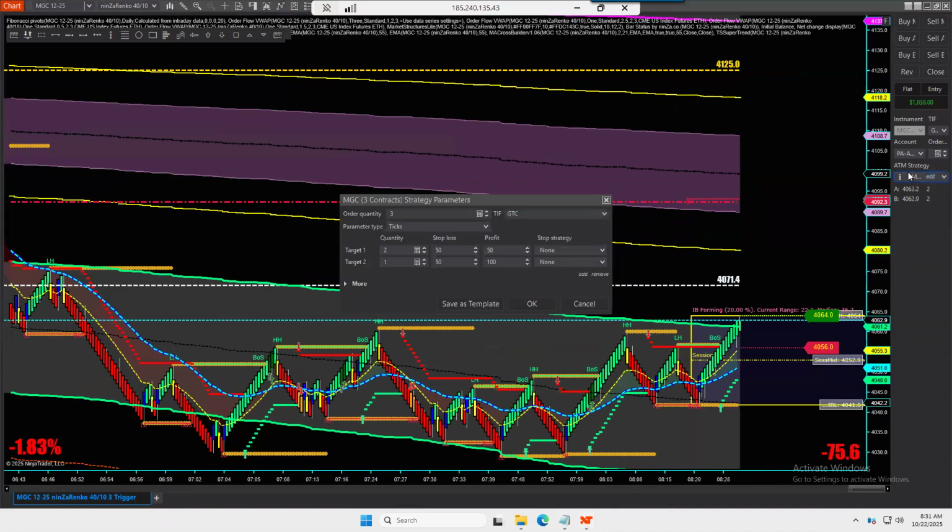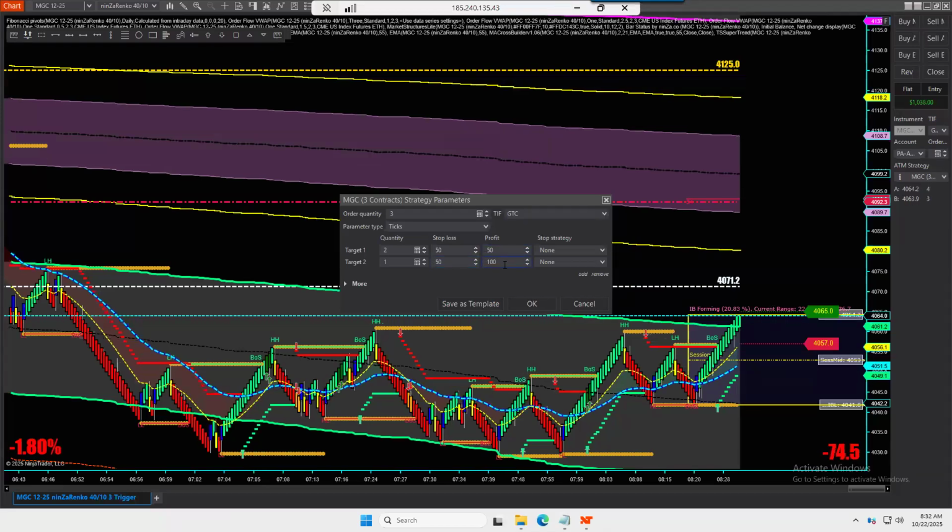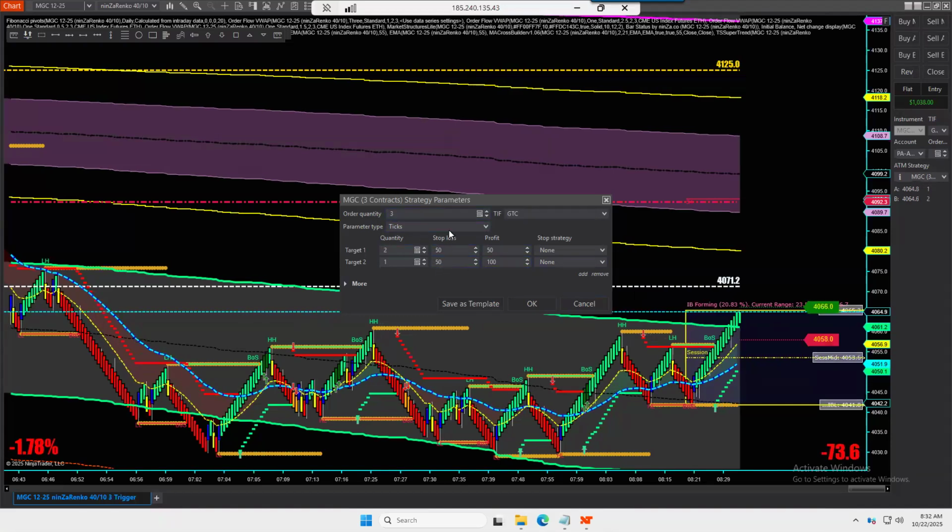Okay, so here's the setup for gold. Use a 50 stop loss, right? A 50 profit target, the first one, and 100 the second one. Always hit the first target. That'd be good. I'm usually trading 2 contracts. This one has 3. So it's up to you guys, but this is the setting. If you want to do 2 contracts, 50 tick stop loss. First target is 50 ticks, and then you have the second target as 100.